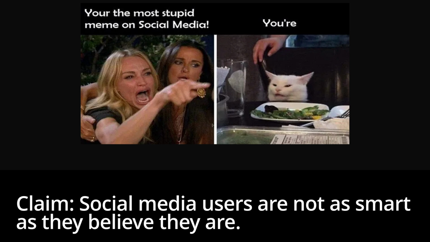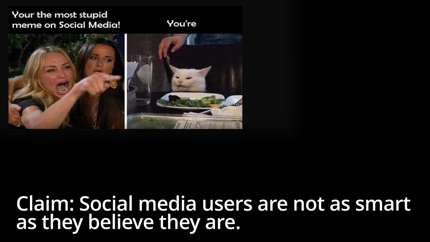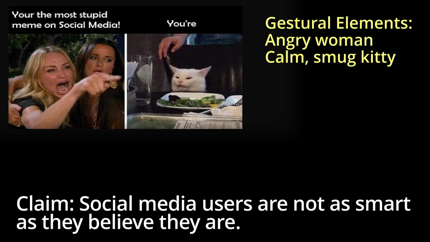And here we certainly have gestural elements. The woman in the left panel is obviously angry and very emotional. She's crying, pointing, and appears to be yelling. So this casts social media users as irrational. The cat, the intelligent opposition here, has a calm and almost smug expression.